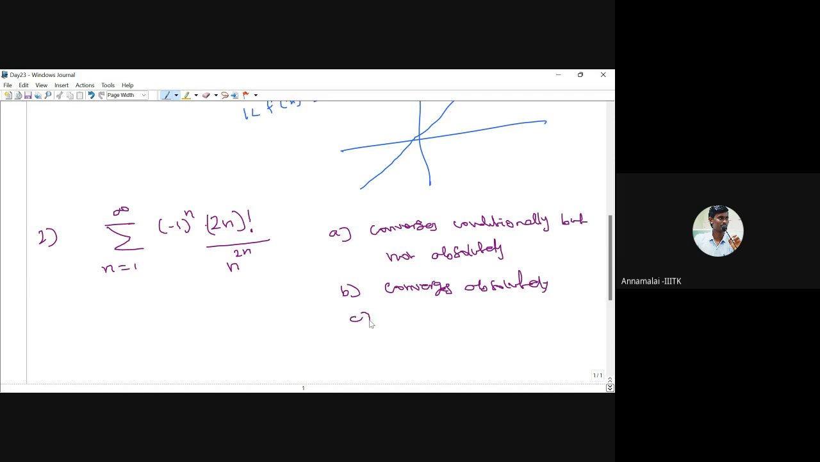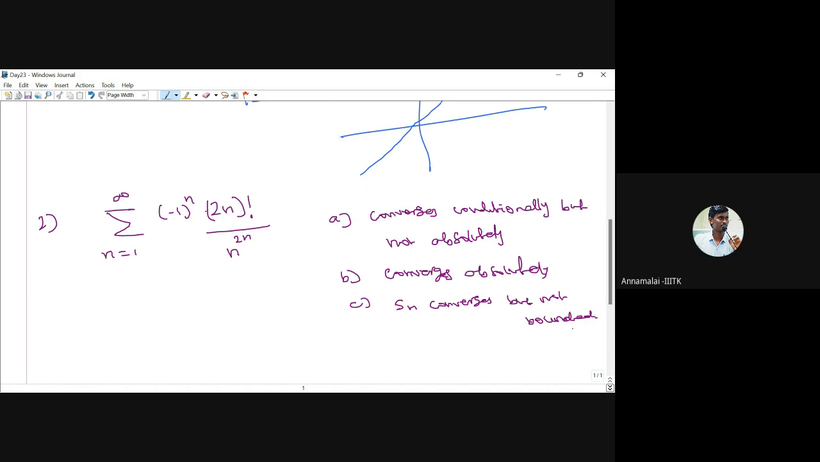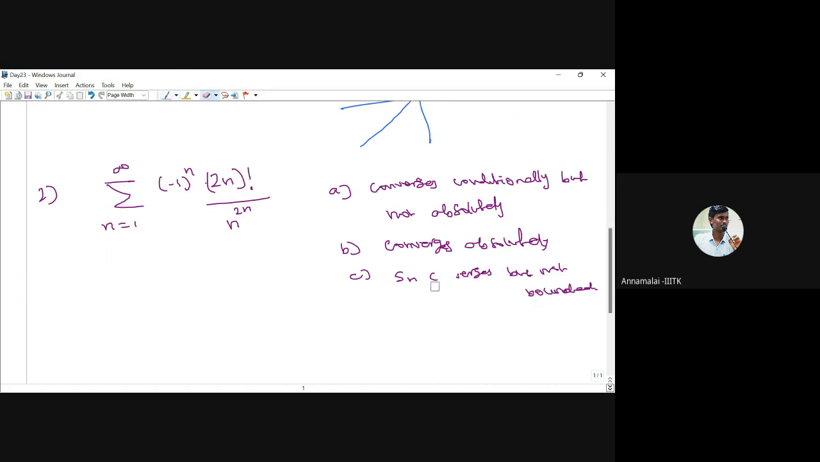And the third option: the sequence of partial sums of the series is bounded but does not converge. Sorry, that is, the sequence of partial sums Sn is bounded but does not converge.